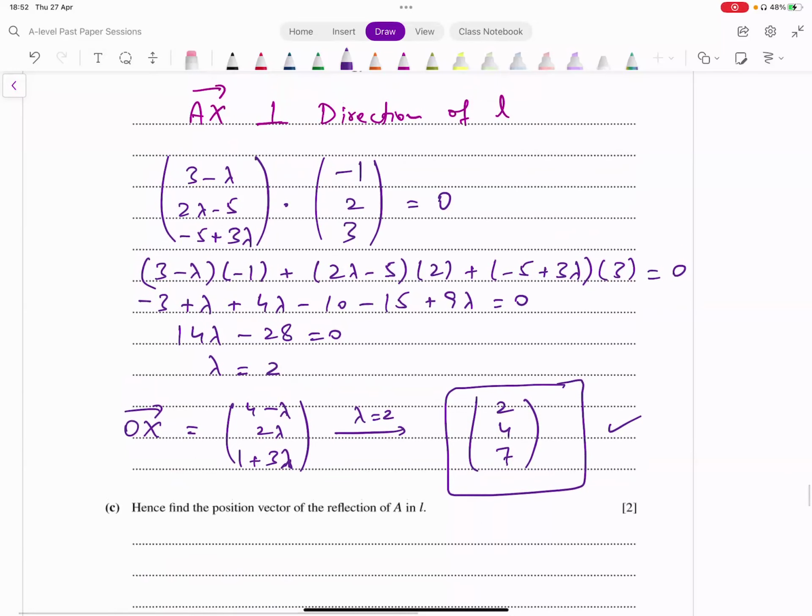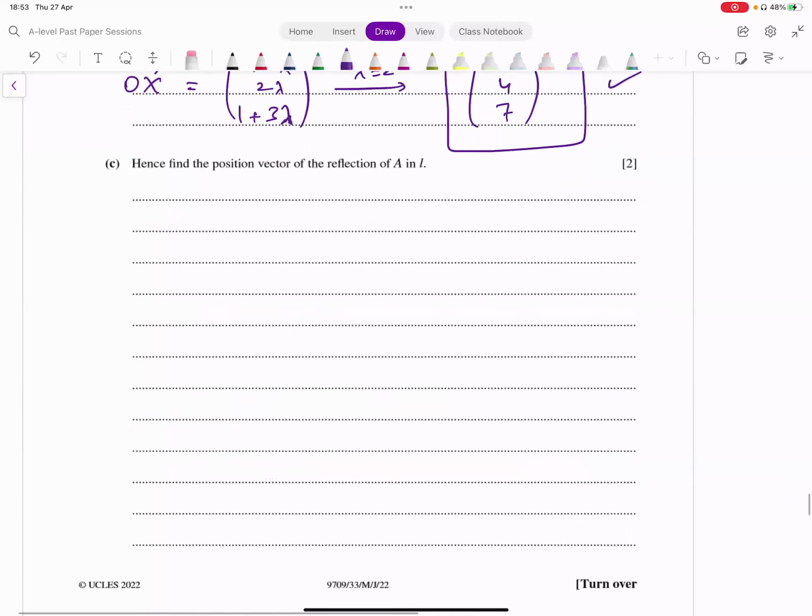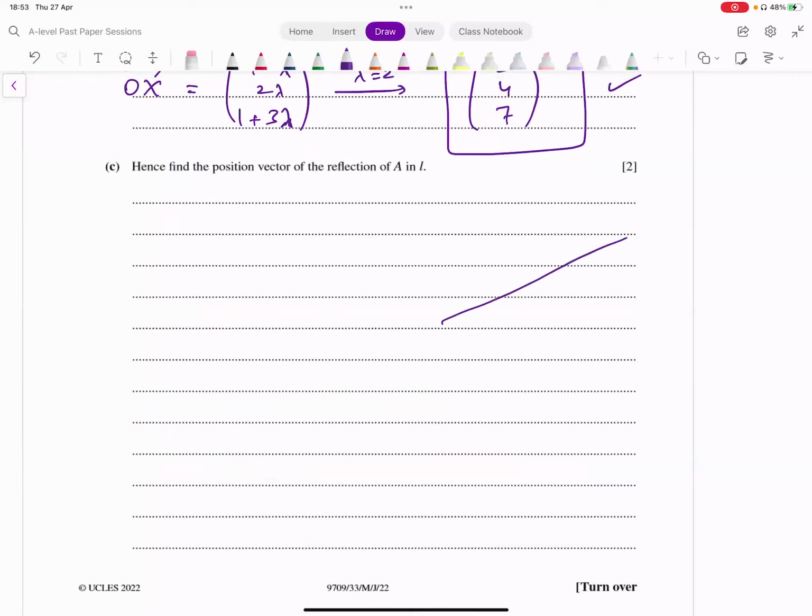Okay, now in the last part it says, hence find the position vector of the reflection of A in the line L. Reflection of A in the line L. How do you find that now? You have this line L. You have a point X here. This position vector we found. You have a point A here. What you have to find is the reflection of the point A in this line. So that may be somewhere here. Let's call this A dash. This is what we're looking for.